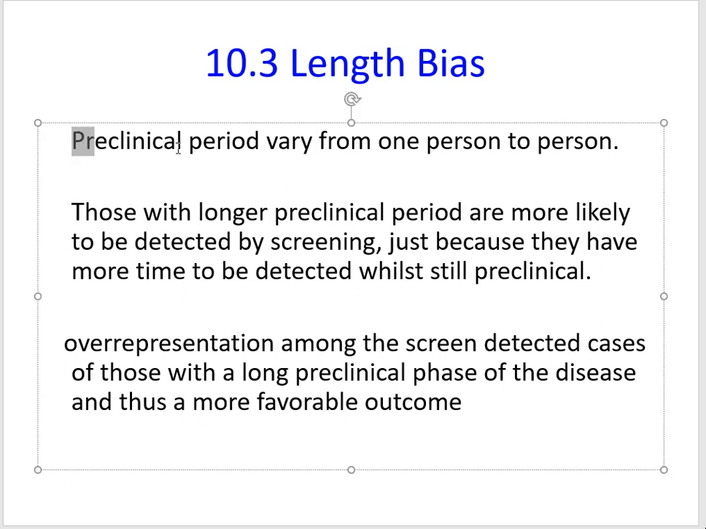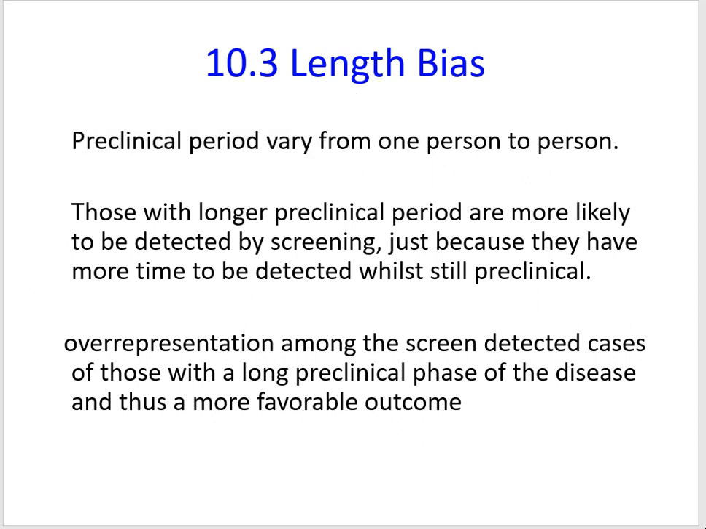So remember, the preclinical period is the period of time where you can screen and find the disease. Well, it turns out that some people have a preclinical period that is longer than other people. Maybe you have a group of people with the same disease. Their preclinical period is 2 years, whereas other people's is 4 years. Obviously, when someone has a preclinical period of 4 years, they have a longer period of time to be screened and to be detected.